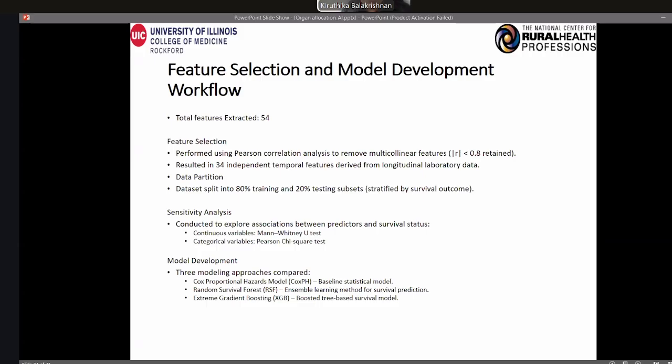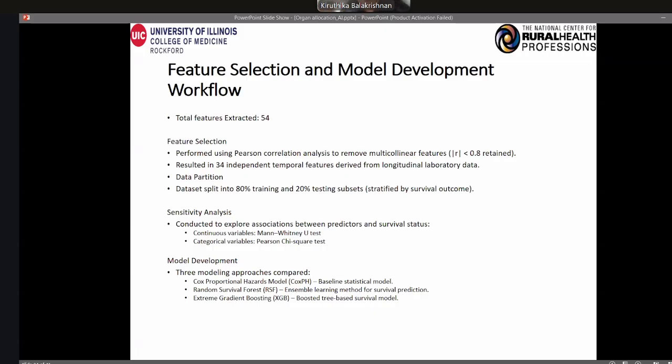To make sure our model focused on the most meaningful predictors, we performed feature selection using Pearson correlation analysis when two features were highly correlated. Features with correlation above 0.8 were removed to avoid redundancy, which left us with 34 independent temporal features. Each provided unique information about the patient's health and disease progression.